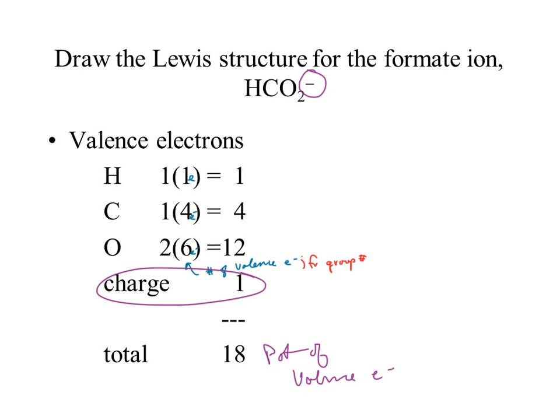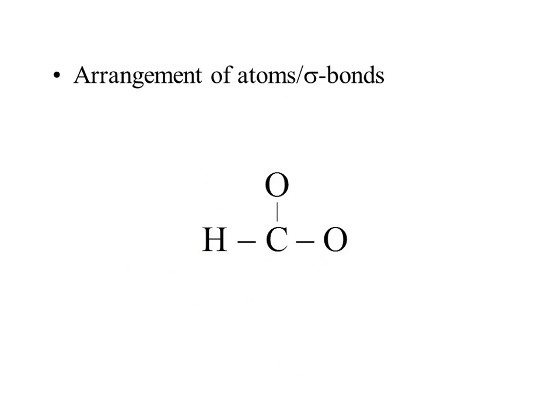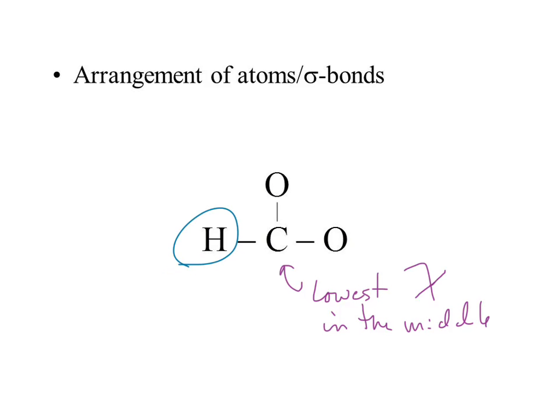If you look at your instructions for drawing a Lewis structure in tomorrow's lab, you're going to put something in the middle, and the thing that goes in the middle has the lowest electronegativity. Lowest electronegativity in the middle. And here's the deal. Hydrogen never wants to be in the middle. Never, ever, ever, because it's so simple, it just doesn't want to do that.